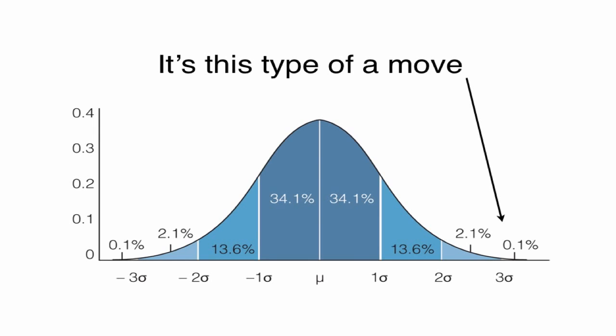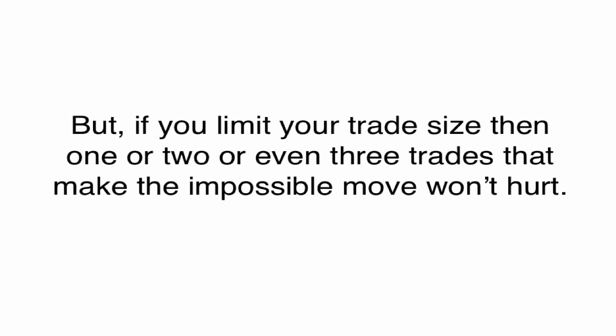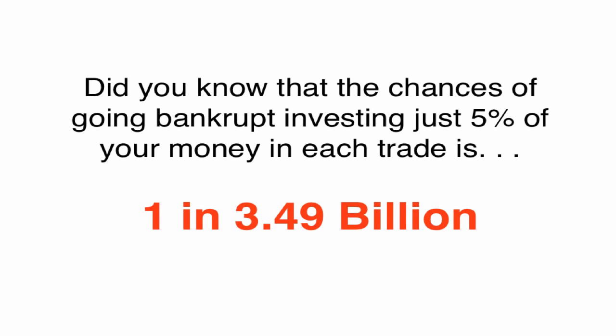So we want to avoid this tail risk, and we want to do that by trading small and by trading often. If you limit your trade size, then 1 or 2 or even 3 of those trades that make the impossible move won't hurt you. And that's the key here. We want to limit our trade size, not be too big, not try to make too much money too quickly on any one possible trade, and over time, slowly crank out those great high probability trades.